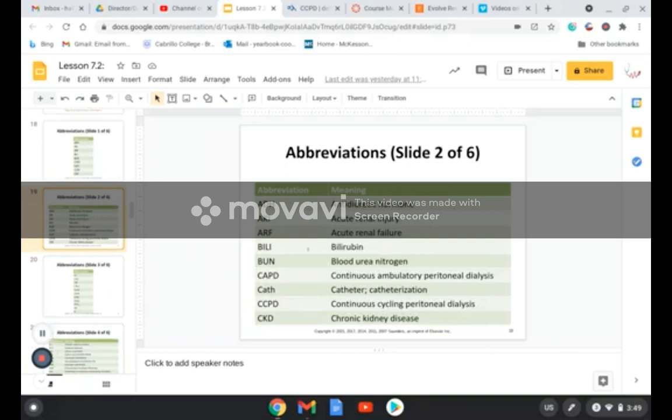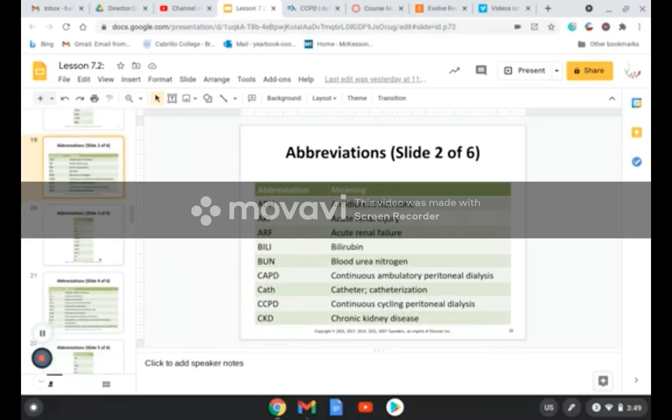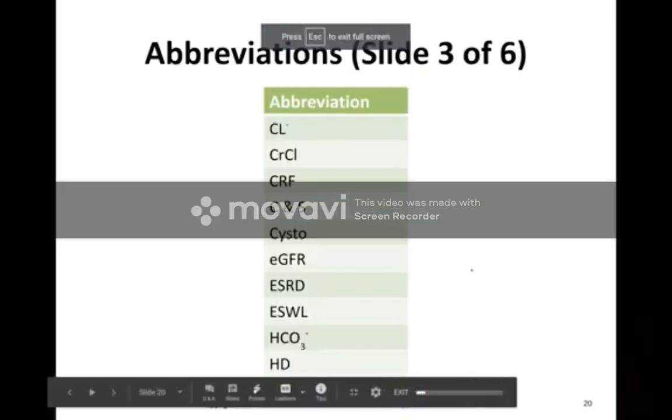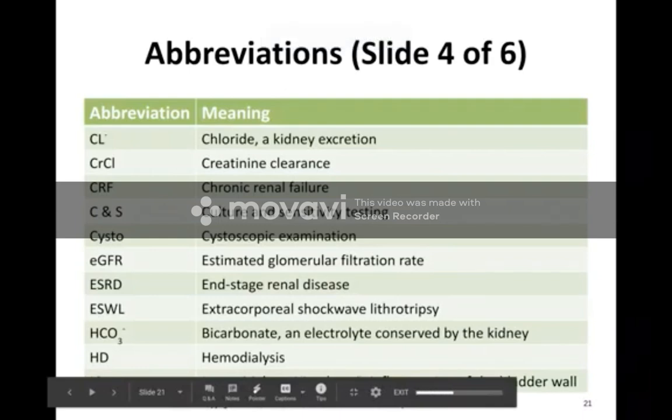Oh yeah, there you go. There's all your definitions right there for you. So we'll skip this one and go to the next one that has the definitions.